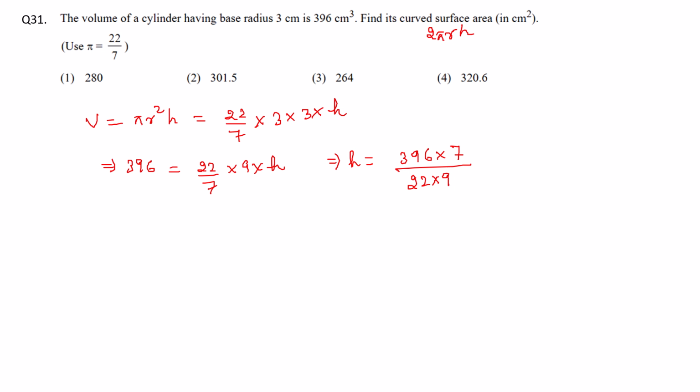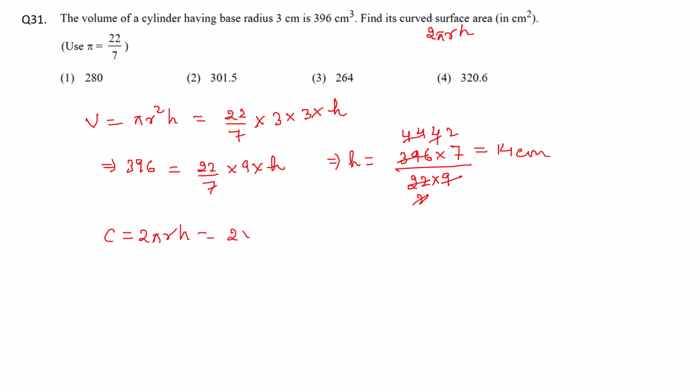Now solve it. So 9 fours are 36. Again 36. So 11 times 2, 11 times 4. So it is 14 centimeter. Now we have to find the curved surface area. Formula is 2 pi RH.